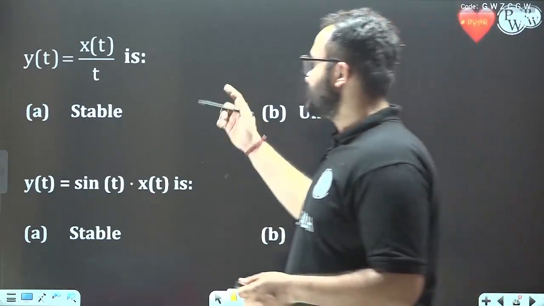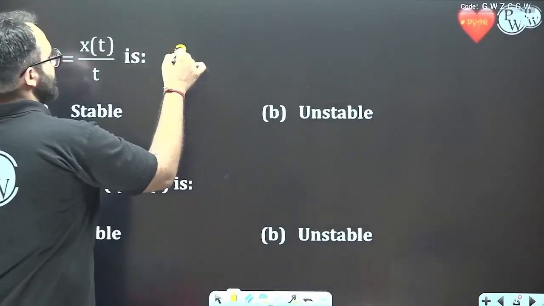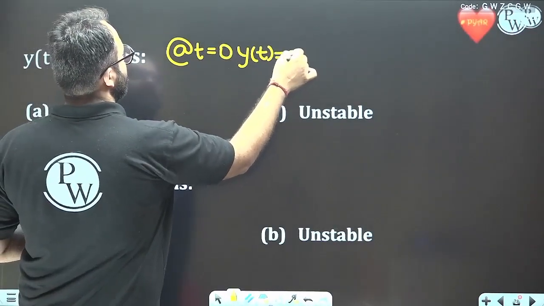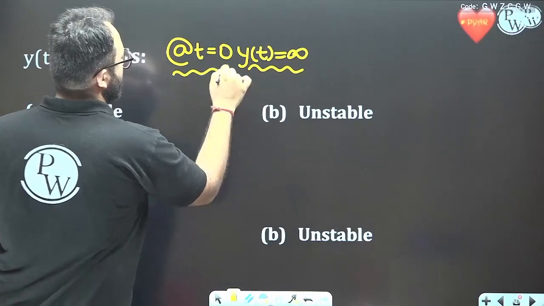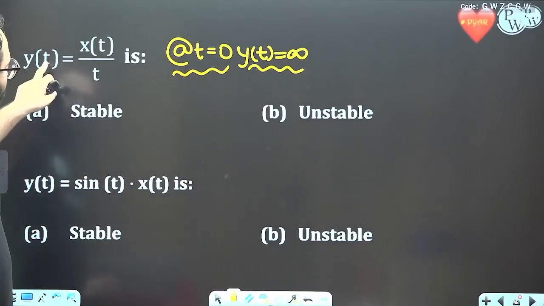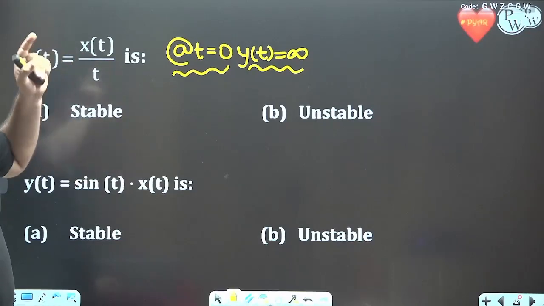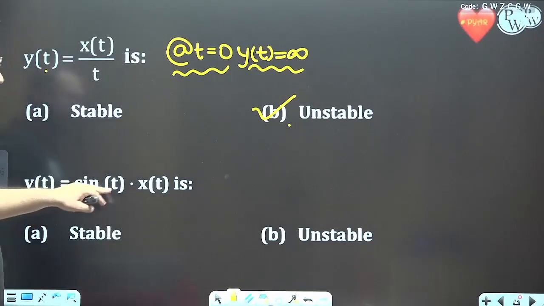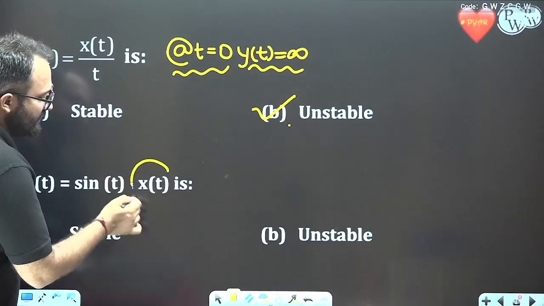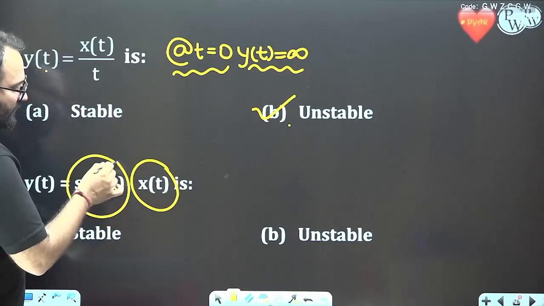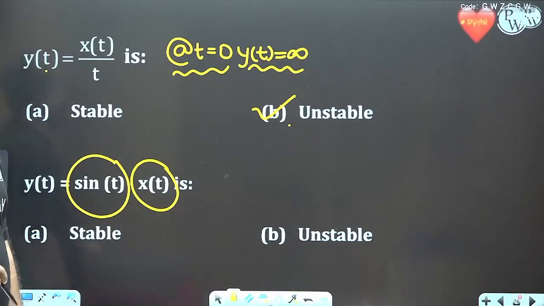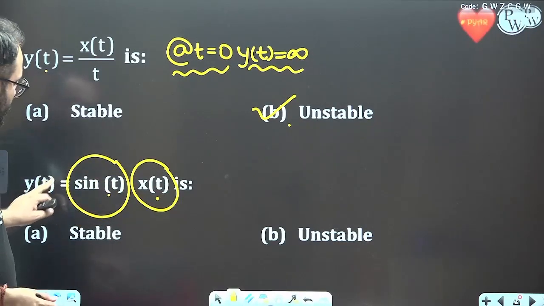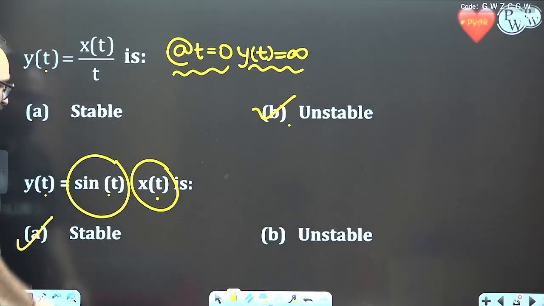Okay, x(t)/t. Here we can see that at t = 0, y(t) will have an infinite value. Thus, the value of y(t) will go to infinity. So this is unstable. y(t) = sin(t)·x(t). This is always finite, and x(t) is also always finite. Finite times finite will always be finite because the input is bounded and sin t is always from minus 1 to 1. So y(t) will always be bounded. So this is stable.